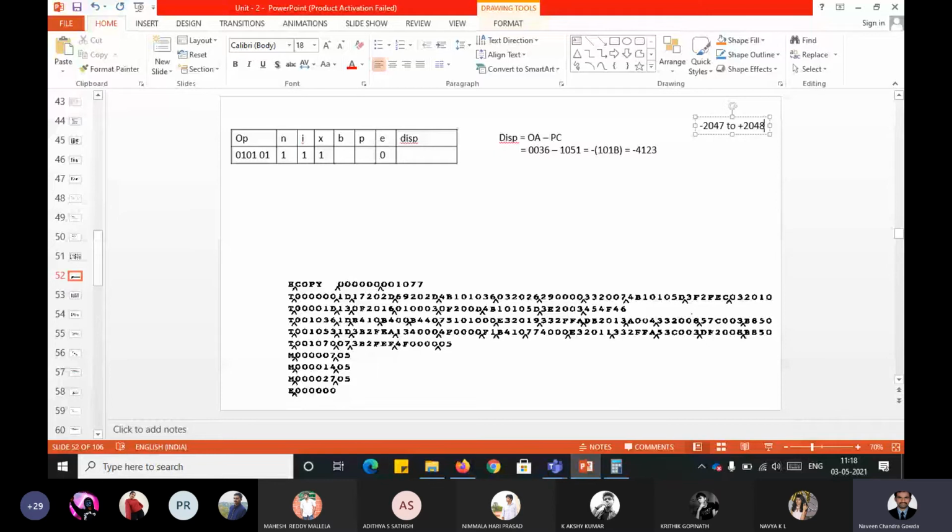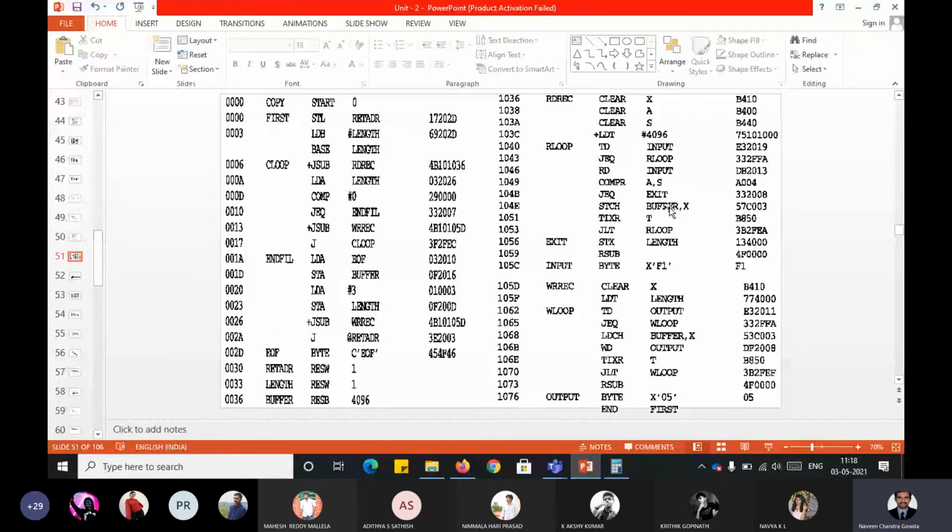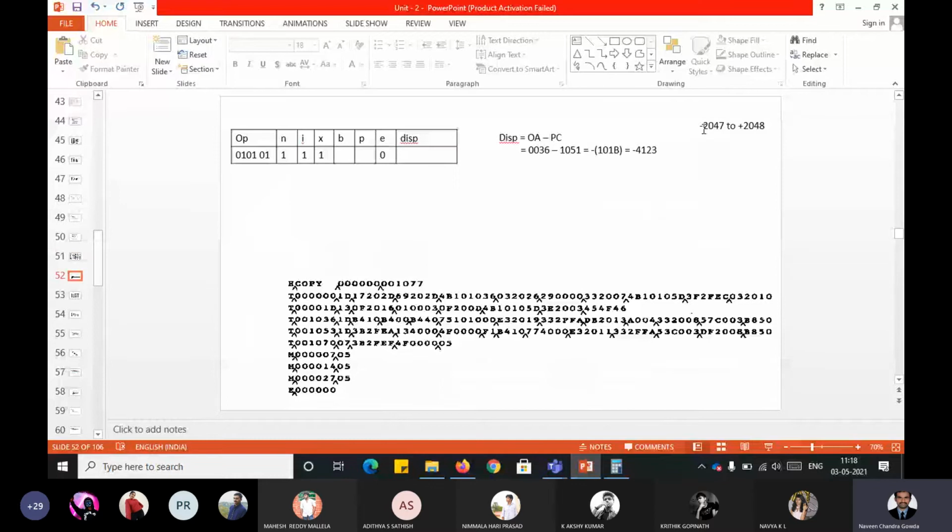So try to understand, my dear students, this is the instruction STCH buffer comma X. When you find the operand address minus PC value, you get minus 4123, which is even less than the lower limit of the range. So it cannot be PC mode, so p will be 0.